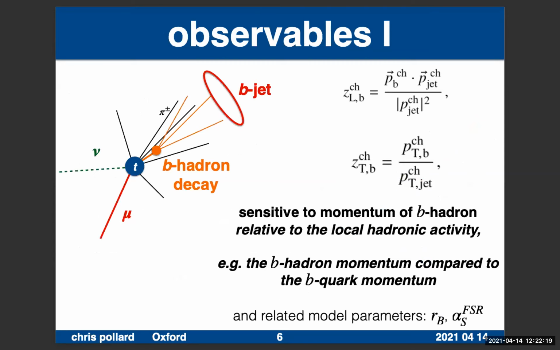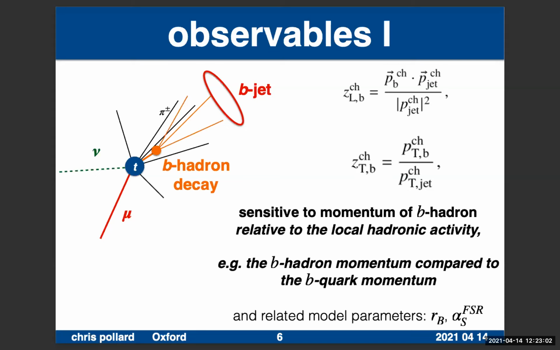So given those 2 things, the momentum of the b-hadron and the momentum of the jet, or at least the charged components of their momenta, we measure a number of observables. 2 of them are shown on this slide. The first one is longitudinal z, which is basically the momentum of the b-hadron relative to the momentum of the jet, but in the direction of the jet. And the second observable, transverse z, is simply the pT ratio of the b-hadron with respect to the b-jet. You can see a little cartoon of what I'm talking about for b-hadron and b-jet momenta on the left-hand side. But these are really sensitive to the momentum of the b-hadron relative to the nearby hadronic activity.